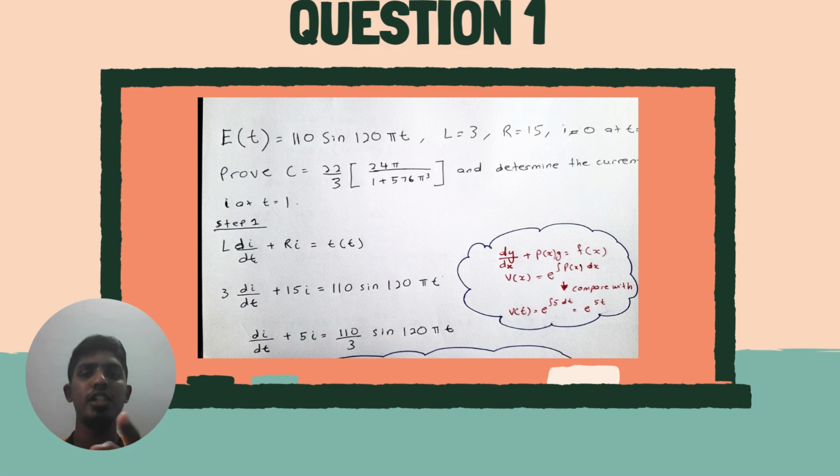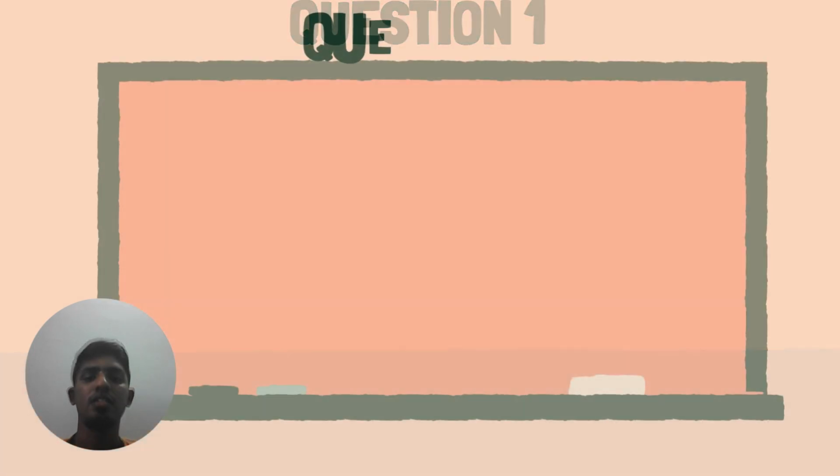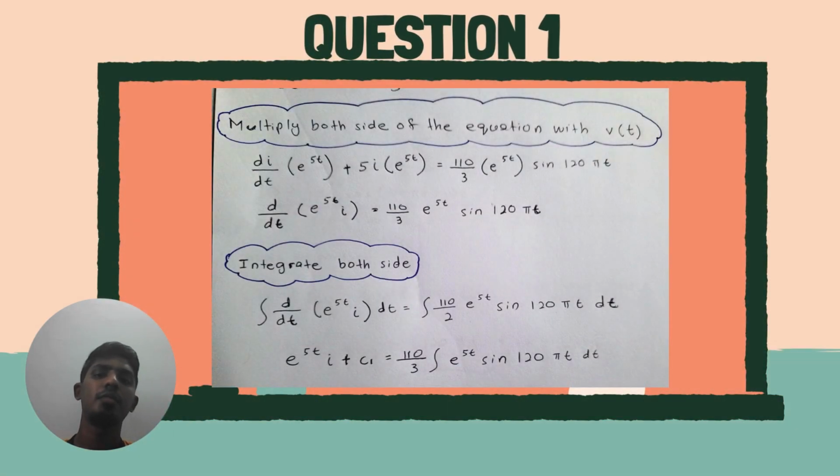Next, you solve the differential equation using the method of integrating factor. IF equals exponent of integral of 15 over 3 dt, equals exponent 5t. For the second step, multiply both sides of the equation by the integrating factor. So di over dt exponent 5t plus 5I exponent 5t equals 110 exponent 5t sin 120 pi t.